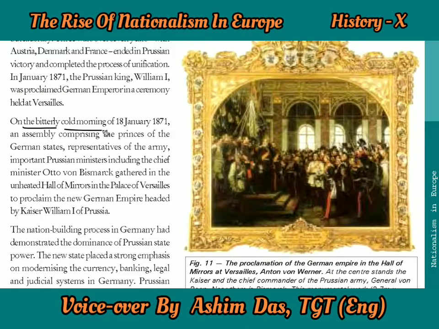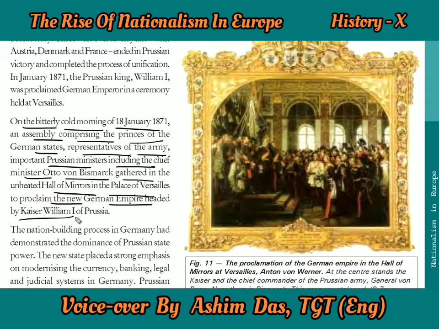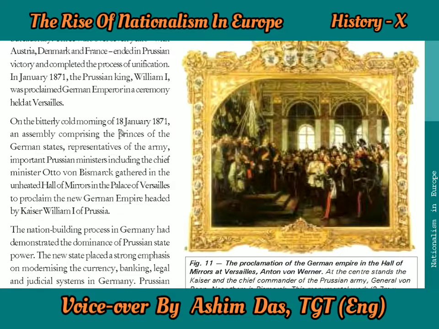On the bitterly cold morning of 18 January 1871, an assembly comprising the princes, all the small kings of the German states, representatives of the armies, and important Prussian ministers, including the chief minister Otto von Bismarck, gathered in the unheated hall. He was the main designer and the architect of all this. It was a cold winter, and it was called the Hall of Mirrors, situated in the Palace of Versailles, and they proclaimed the new German Empire, headed by Kaiser William the First of Prussia.